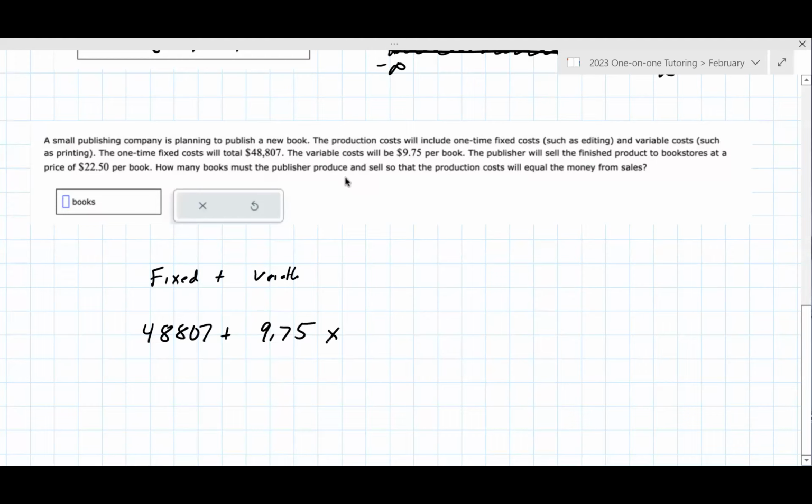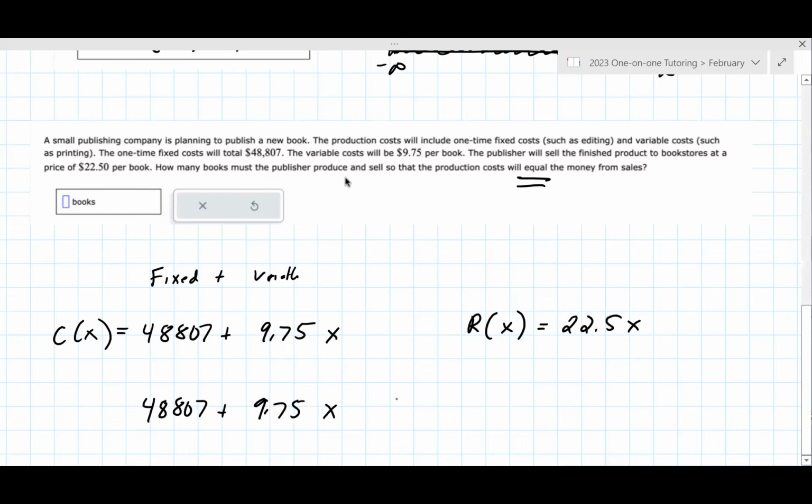And this is cost. The revenue, how much they get for each book, is 22.5x. Gotcha. Okay, and they're asking where these will be equal. So you set them equal to each other, and then you solve for x.